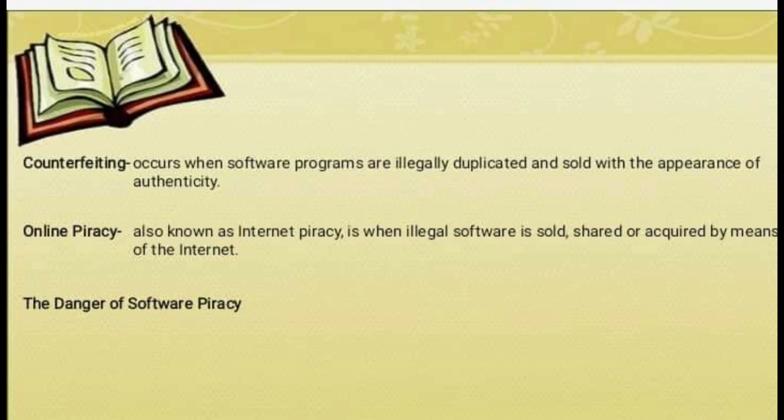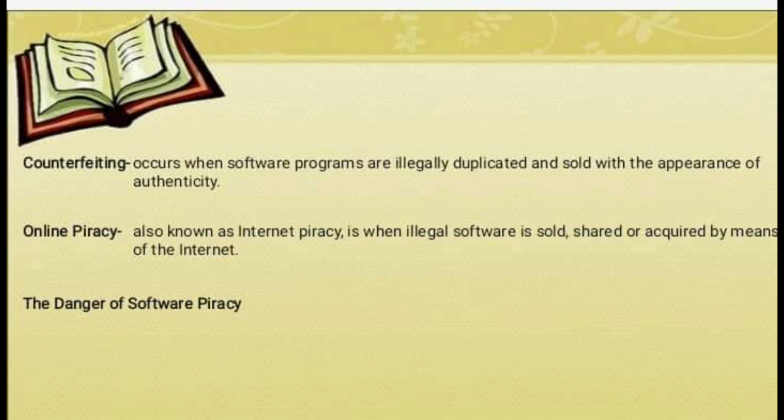Online piracy. It is also known as internet piracy. It is when illegal software is sold, shared, or acquired by means of the internet. This is usually done through P2P or peer-to-peer file sharing systems, which are usually found in the form of online auction sites and blogs.